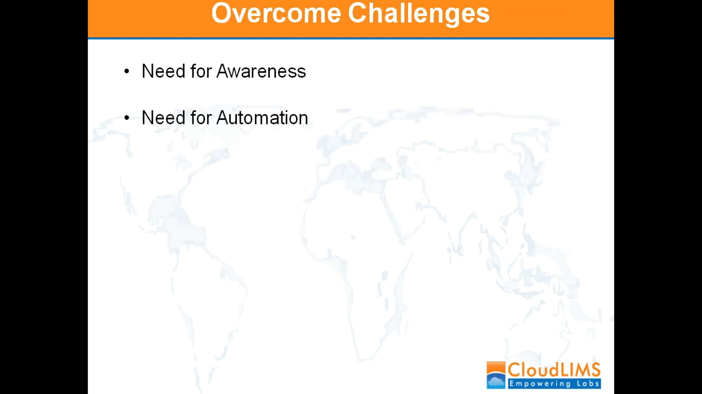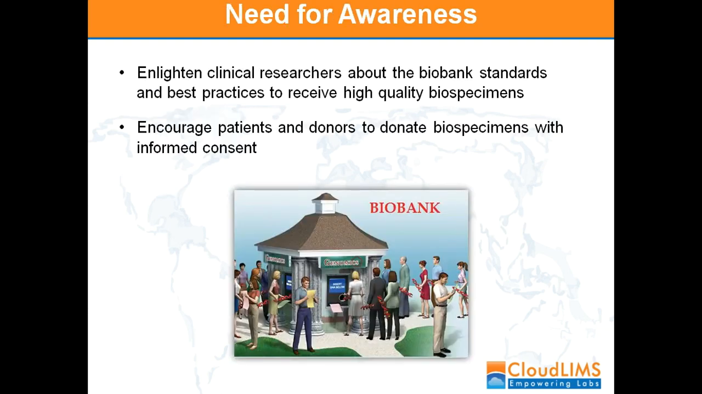So how to overcome these challenges? The first important thing is to make a next generation biobanking and to accelerate research for tomorrow's cure. It is indispensable to overcome these challenges. And how to overcome them? That is the need for awareness and the need for automation. So the need for awareness: how to make researchers and also donors aware.